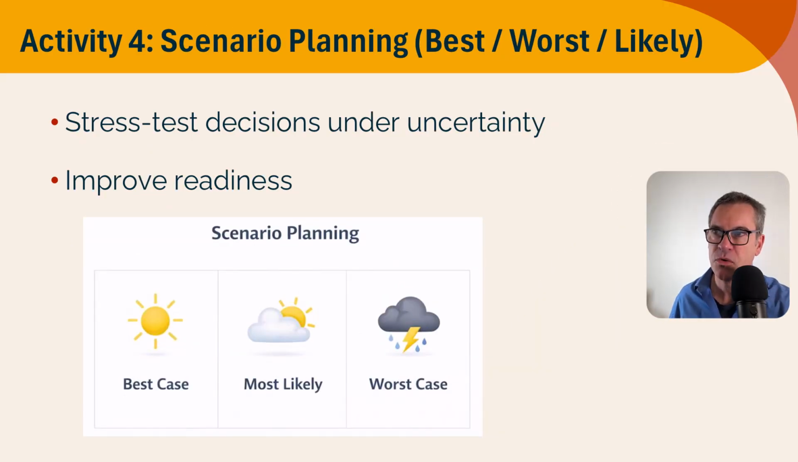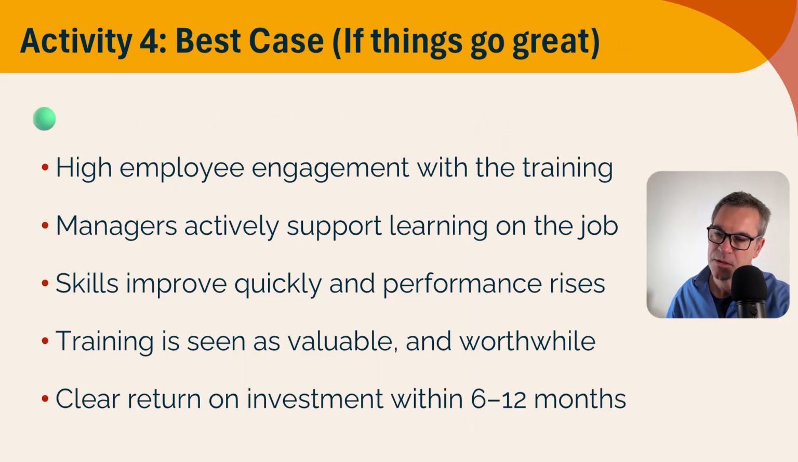Activity number 4, the best, worst, and most likely outcomes activity. If you take a scenario such as employee training that took place or would take place, they have to write down the 5 best case scenarios and then the 5 most likely worst case scenarios and the 5 most likely outcomes.